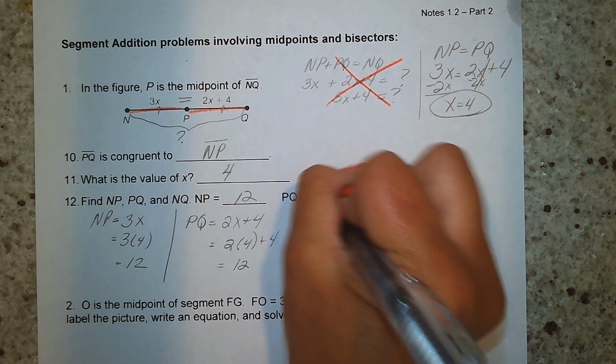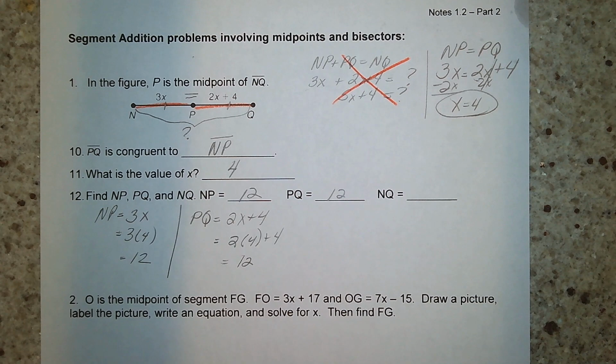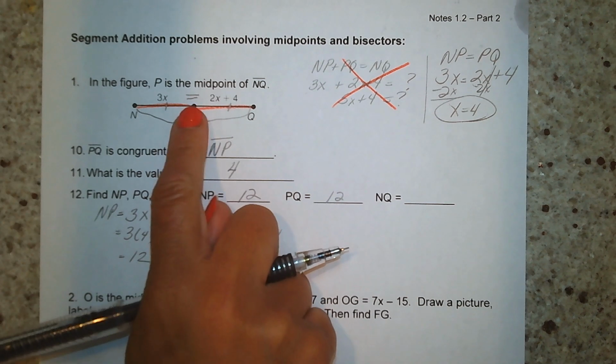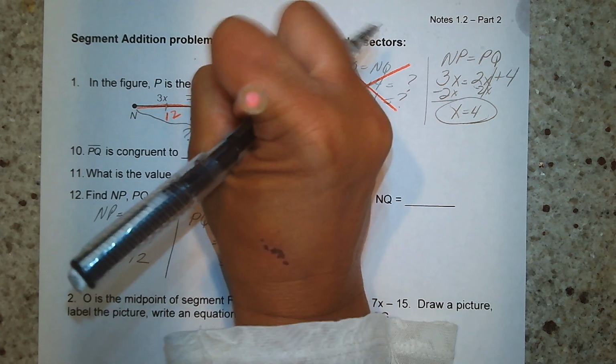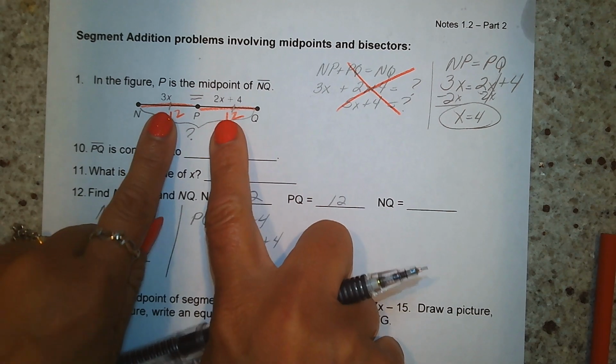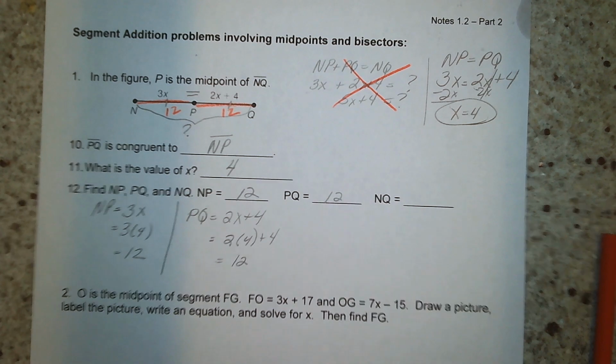That works out to be 12. Is it a coincidence that they both worked out to be 12? No, because they should be 12. They're both equal to each other. If this works out to be 12 and this works out to be 12, we're in good shape because we knew that that was the midpoint and they had to be equal.